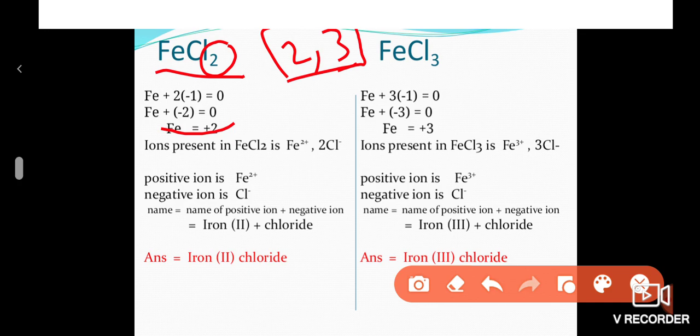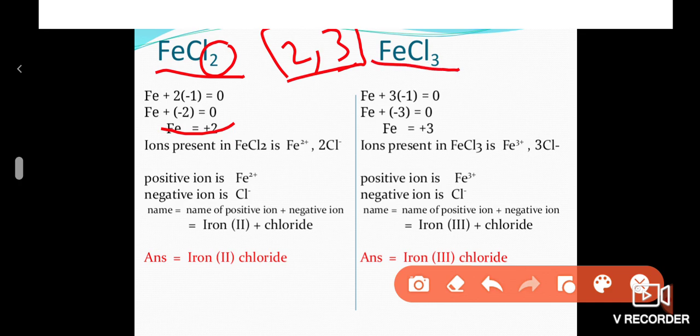So now FeCl2. What are the ions present? Fe2 plus and Cl minus. Name of positive ion plus negative ion. What is the name of the positive ion? Iron 2. In iron and copper we mention the valency. Okay. Iron 2 plus the negative ion name, chloride. Iron 2 chloride. Okay. In the next case, see the second example here, FeCl3.